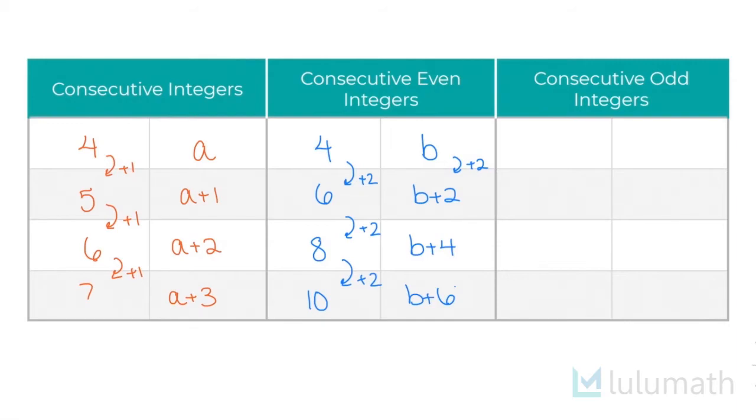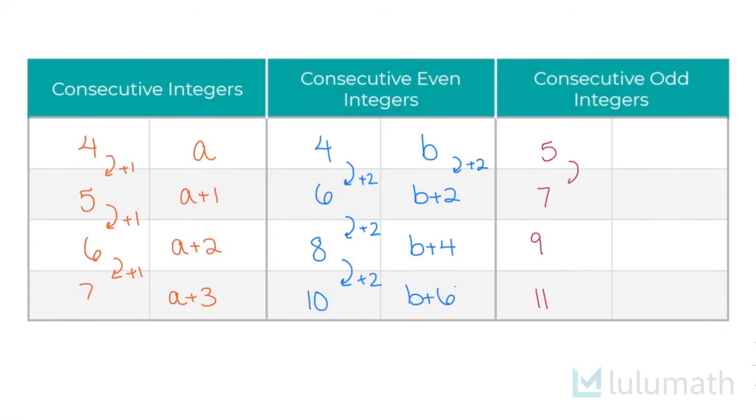Now let's talk about consecutive odd integers. So I will try the integer 5, for example. 5 is an odd integer. Well, the next odd integer after 5 is 7. The next one after that is 9. And the next one after that is 11.